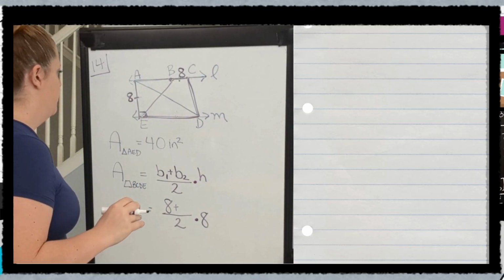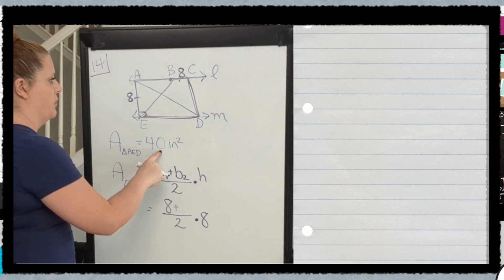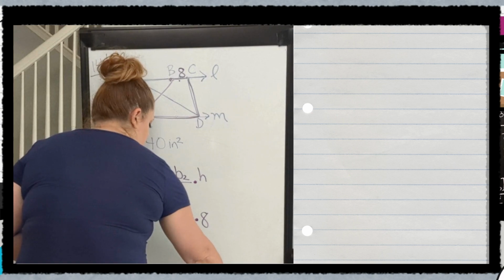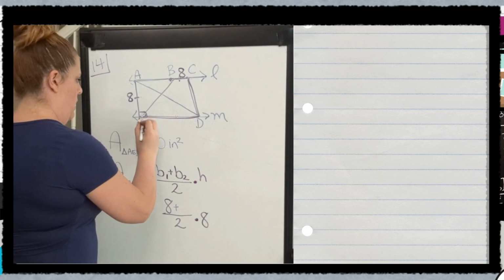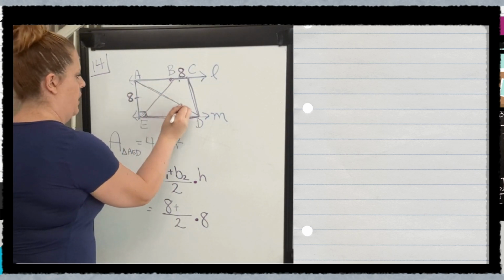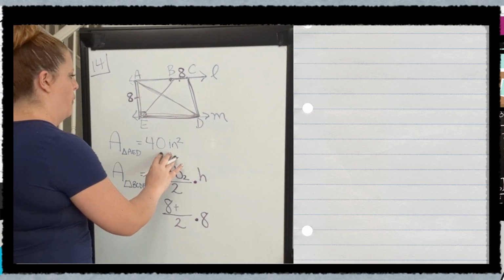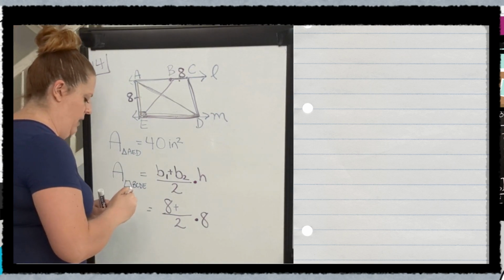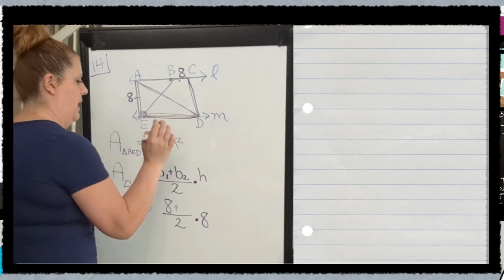So number 8. We are given that AED is equal to 40. I wish I had more colors. I need to buy more markers. AED, so that's this triangle right here, has an area of 40 inches squared. We can use that fact to figure out these other sides.